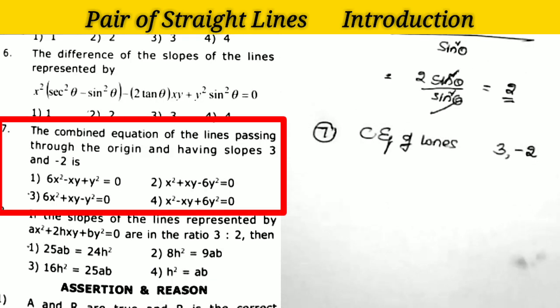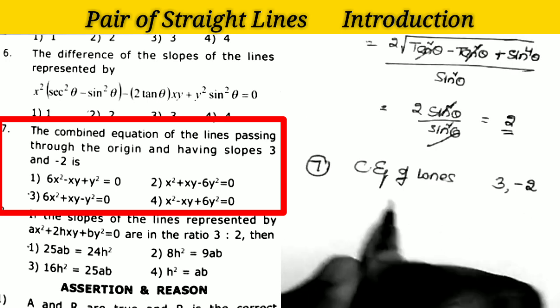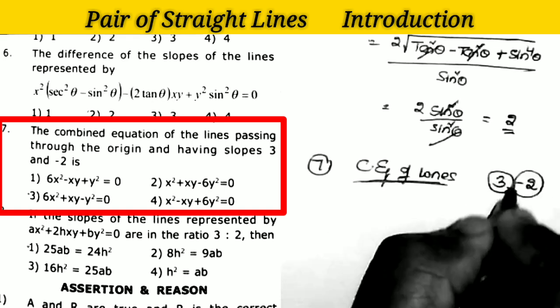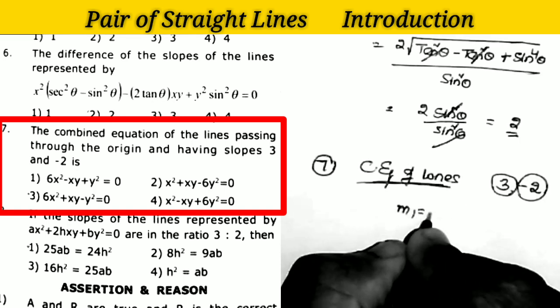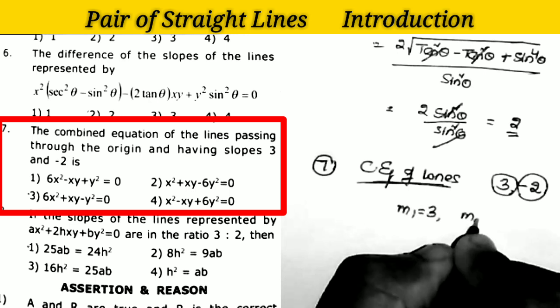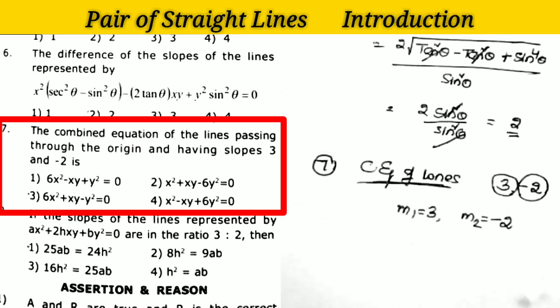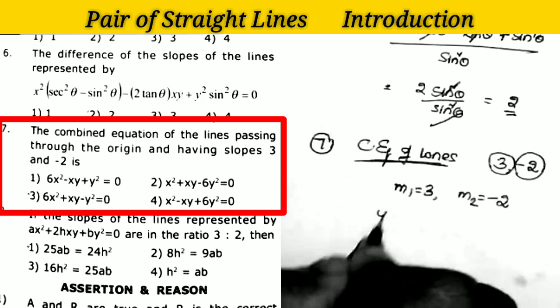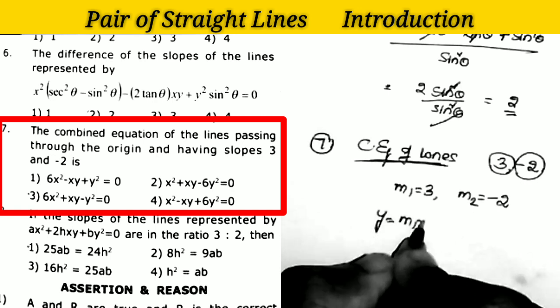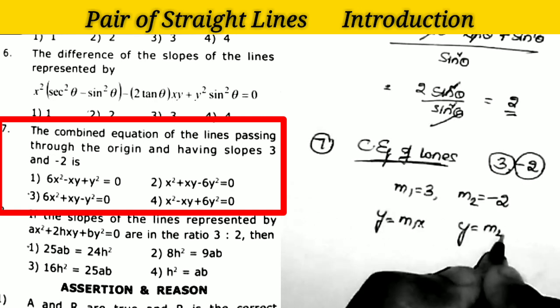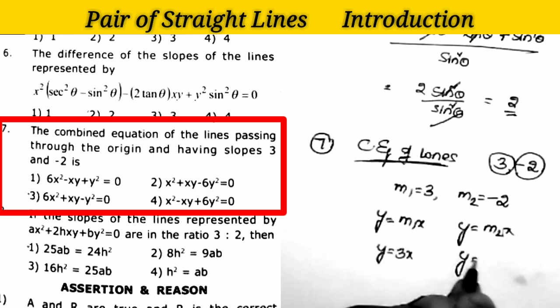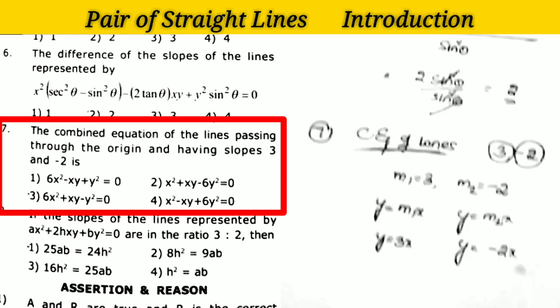Next problem, sum number 7. The combined equation of the lines passing through the origin having the slope values 3 and −2. The slopes of the lines are given here, that is m1 = 3 and m2 = −2. Now we want the combined equation of the lines. So first, what are the lines' equations? y = m1x and y = m2x. That is, y = 3x and y = −2x.